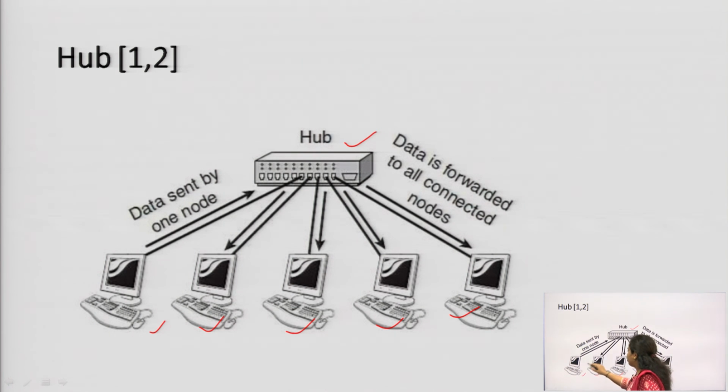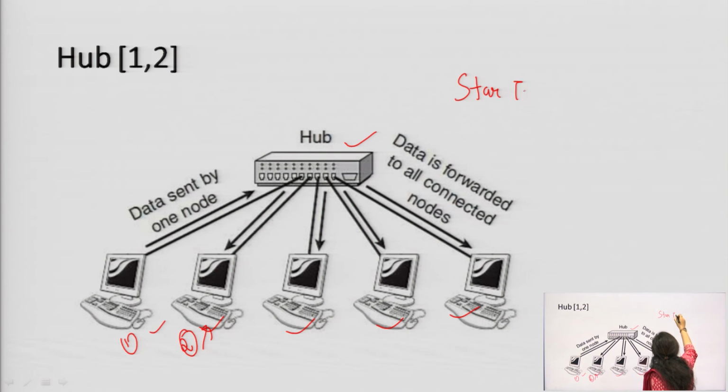Let us say this computer wants to send information to this computer. So, this is the sender and this is the receiver, then it has to be transferred through this hub. Data sent by one node is forwarded to all the connected nodes. So, this is the hub, and you can consider in which kind of topology it is used. If you remember, it is based on star topology. In the star topology we have discussed different devices which are connected through a hub. So, this is somewhat like the star topology.